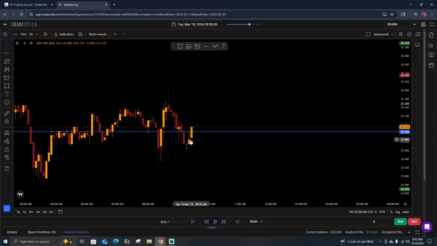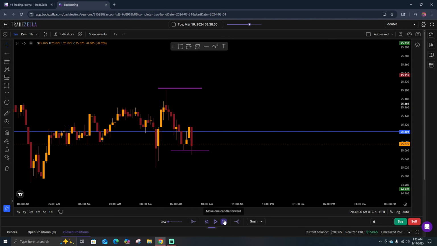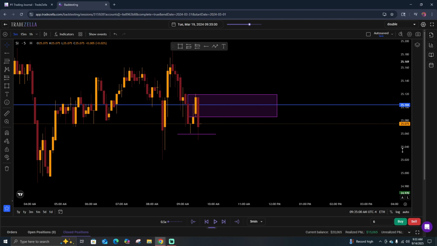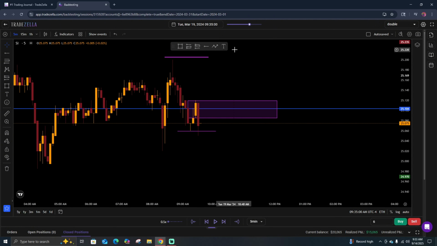The 925 candle printed. We have structure here, we have structure here. So let's see. Boom, 930 candle. Broke this structure. Okay, let me look for supply. This can even go two ways, right? We can get a tap into this box immediately and get a break of candle on it as well.